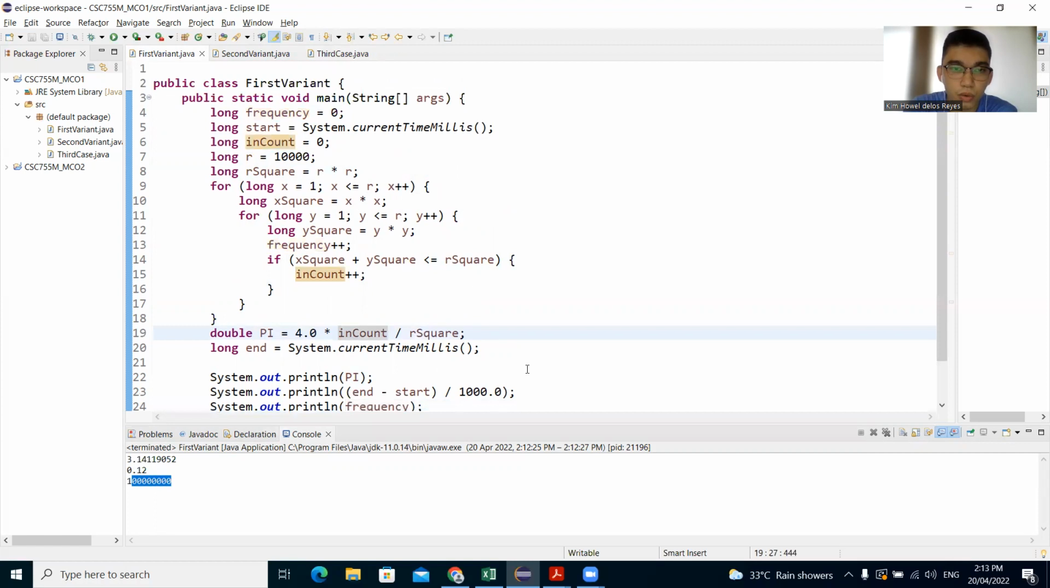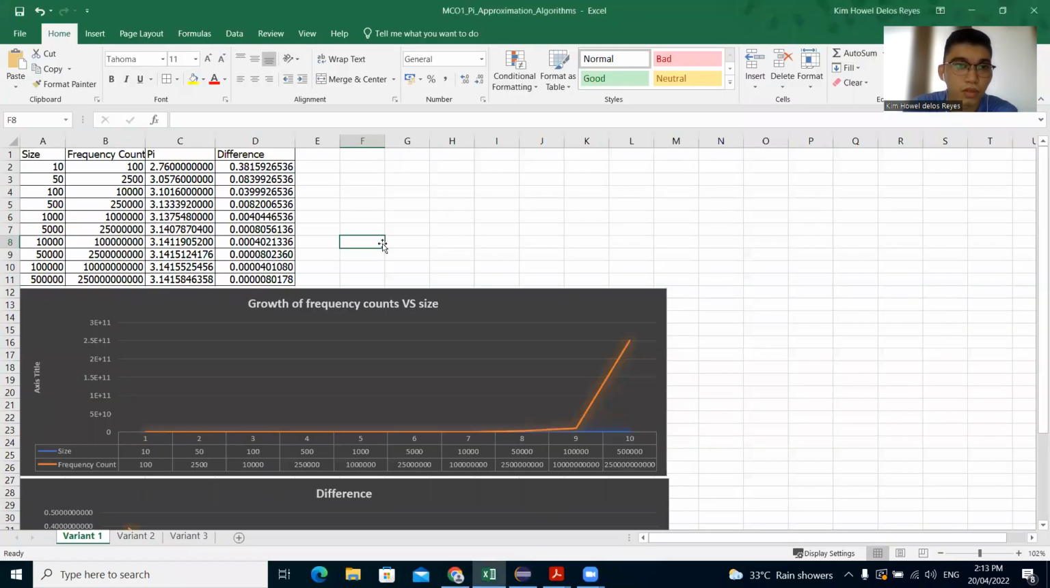Okay, then I'm going to show you one graph. This is for variant 1. I've already created in advance a graph which shows the size, the frequency count, the value of pi being computed given the size, and its difference compared to the actual value of pi. When the size goes higher, the frequency count goes higher as well.